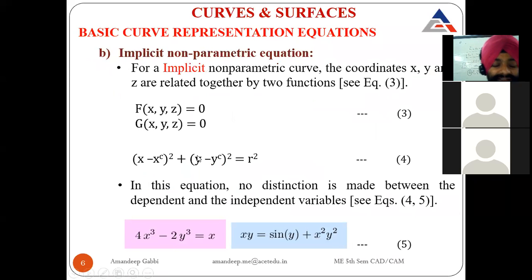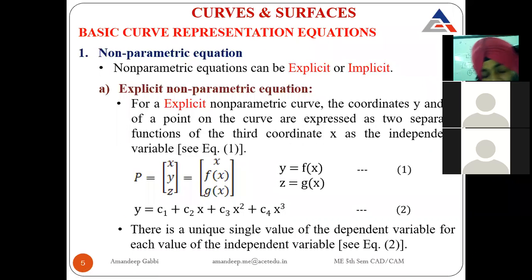Then what is an implicit non-parametric equation? For an implicit non-parametric equation, the coordinates x, y, and z are related together by two functions.